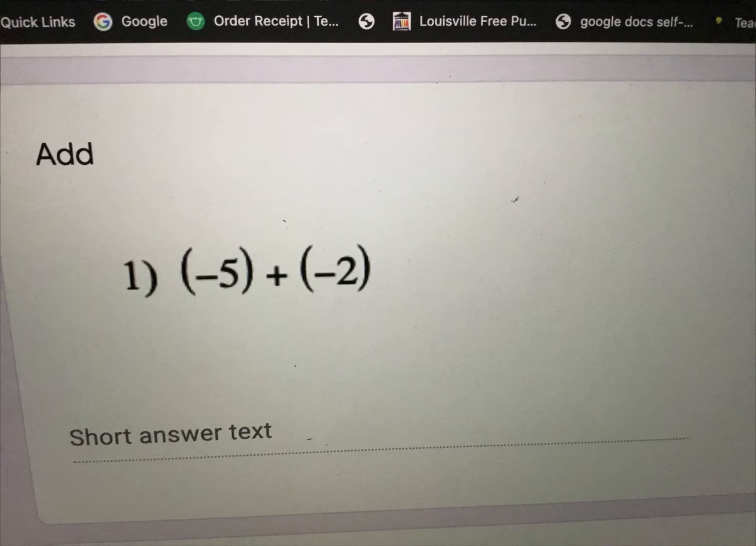Hey mathematicians, in this video we are going to be adding two negative numbers together, and I always think it's helpful to think about it in terms of a model. So I'm going to draw a model of this problem starting with the -5.